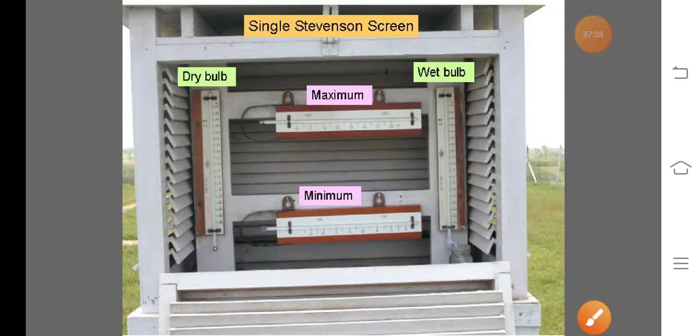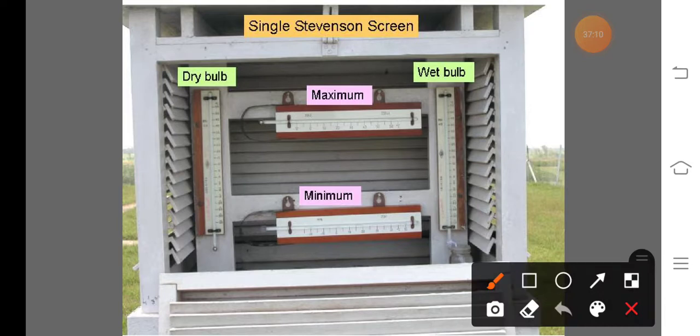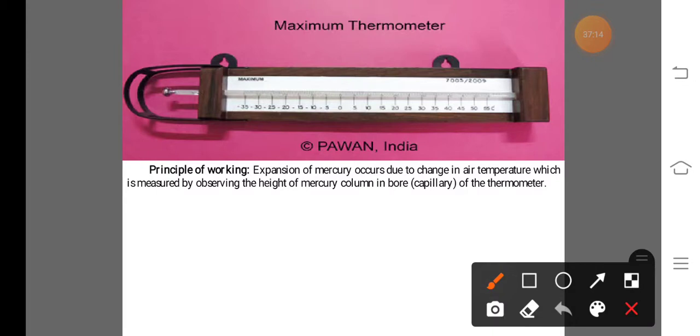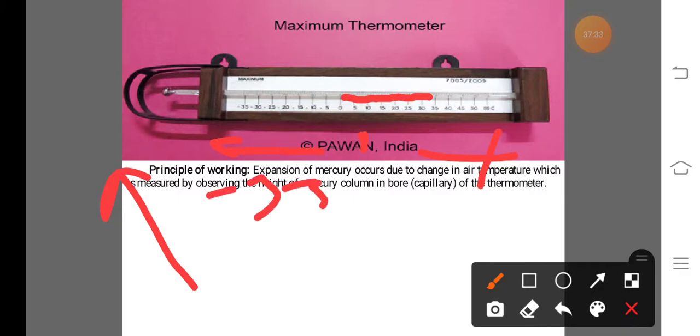That means, in case of the principle of working of this maximum thermometer, when the temperature of the atmosphere increases, at that time the mercury content increases toward the plus from minus. Here this is the minus and this is the plus. That means here minus 35 and here plus 55. This is the range of the maximum thermometer.